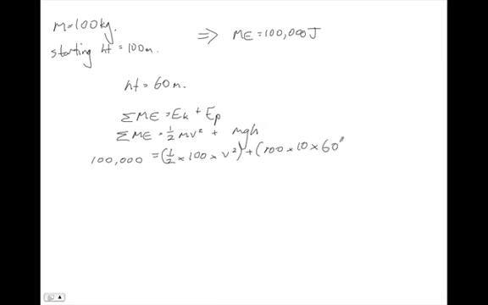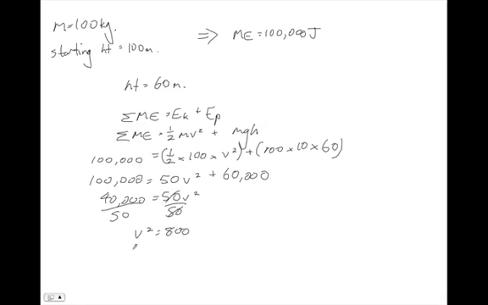So 100,000 is equal to 50 v squared, plus 100 times 10 is 1,000, times 60 is 60,000. Subtract 60,000 from both sides gives me 40,000 over here, and 50 v squared over here. We divide both sides by 50. 40,000 divided by 50 is 800, and the square root of 800 is 28.3, and that's meters per second. Okay, so that's the velocity of my cart at 60 meters in height. Okay, fine.